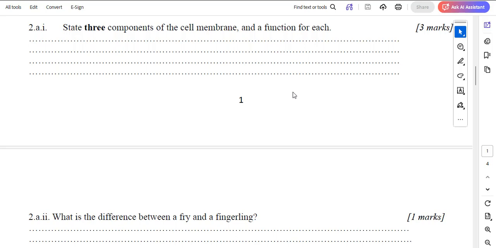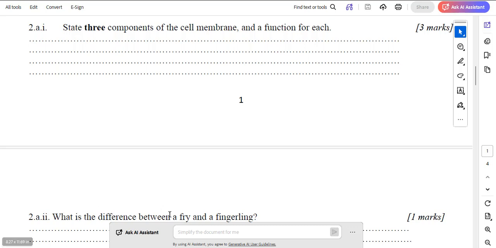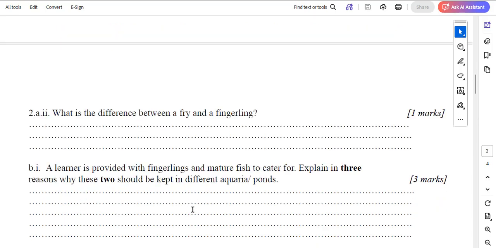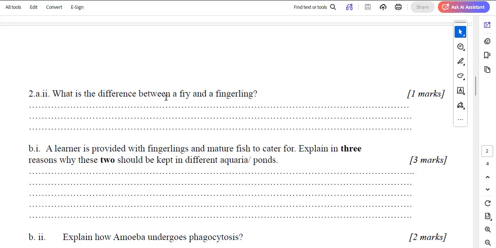Alright, so onwards to question 2. Question 2A, I: State three components of the cell membrane and a function for each. A, II: What is the difference between a fry and a fingerling?